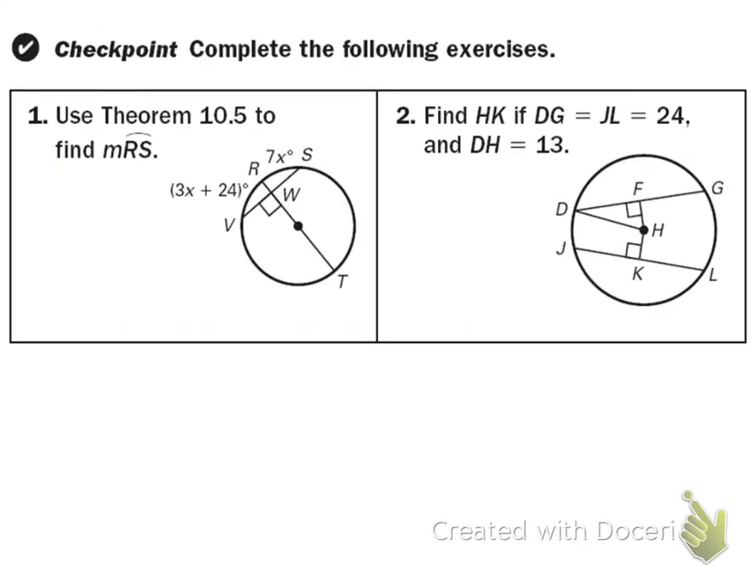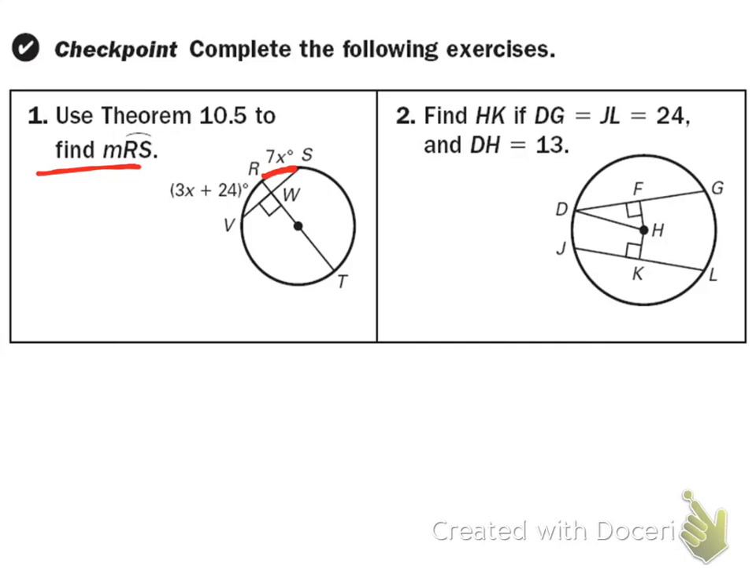Alright, let's look at a couple of examples where we'll use what we've discussed, and then you can begin your homework. In this example, we want to find the measure of arc RS. RS is this arc right here, equal to 7x. So to be able to find what RS is equal to, we must know what x is equal to. We need to write an equation and solve for x.